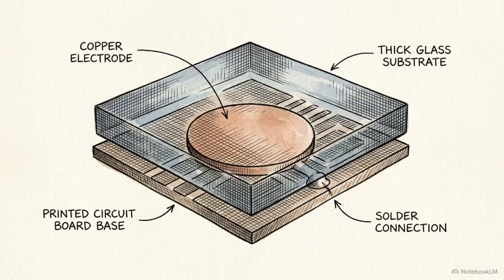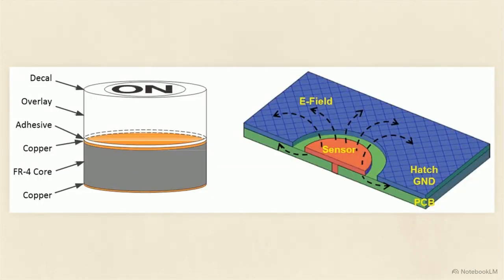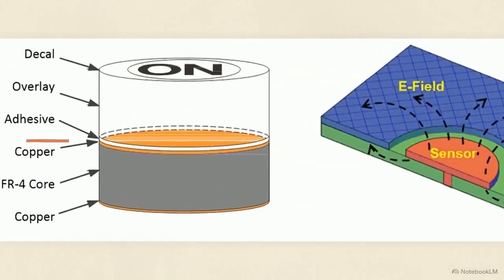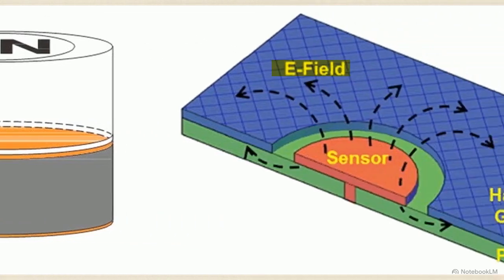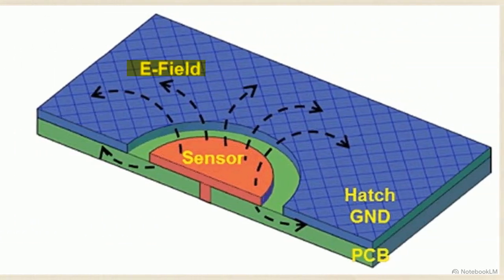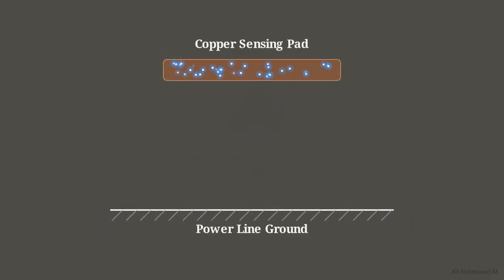The simplest architecture used to detect this biological interaction is a single self-capacitive button. This diagram shows the cross-section of a typical capacitive sensor. You have an FR4 printed circuit board base, a conductive copper pad that acts as the sensing electrode, and electromagnetic field lines arching outward through a non-conductive overlay, like glass or plastic. Even when untouched, this system holds a very specific electrical charge.